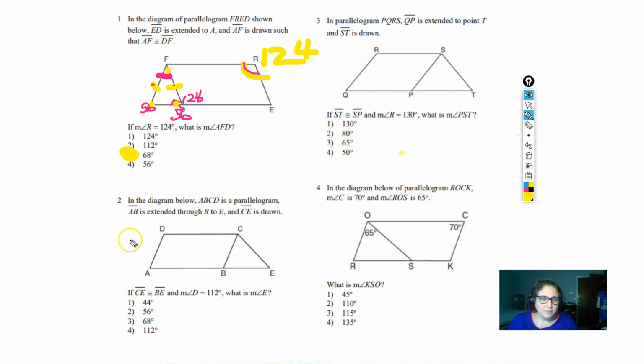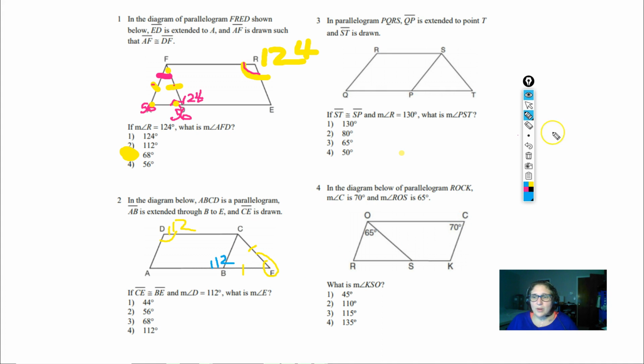Here it tells you, we have the extension. It says CE and BE are congruent. The measure of angle D is 112, and it wants this angle measure. So it's the same process, except the triangle is turned. So if this is 112, this has to be 112.